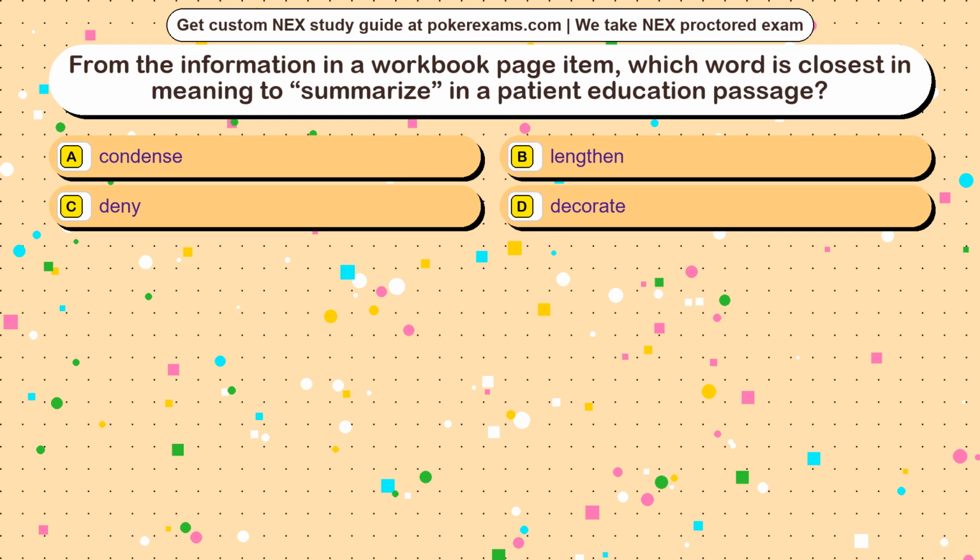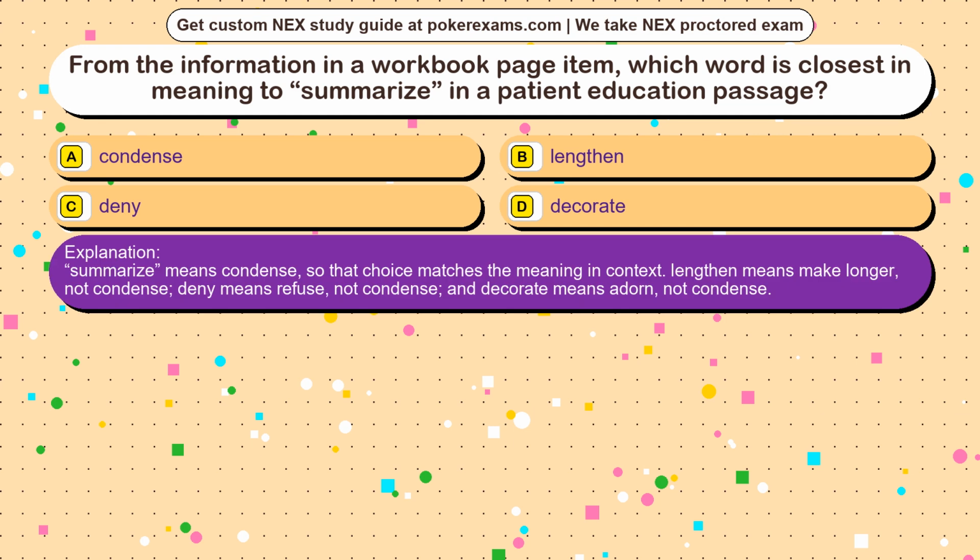The correct answer is option. Summarize means condense, so that choice matches the meaning in context. Lengthen means make longer, not condense. Deny means refuse, not condense. And decorate means adorn, not condense.